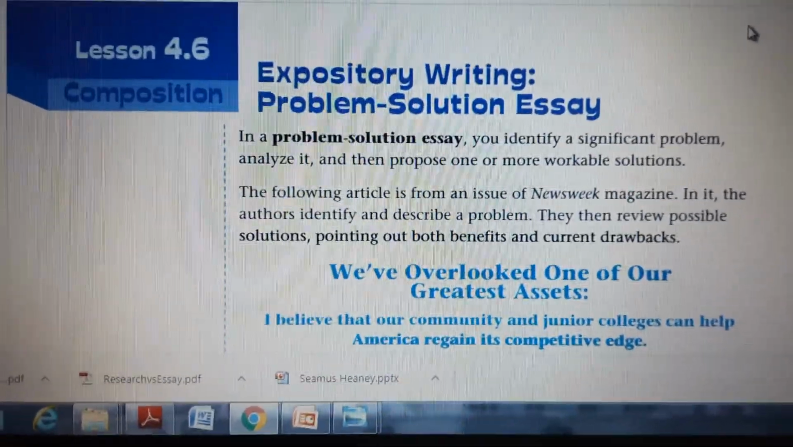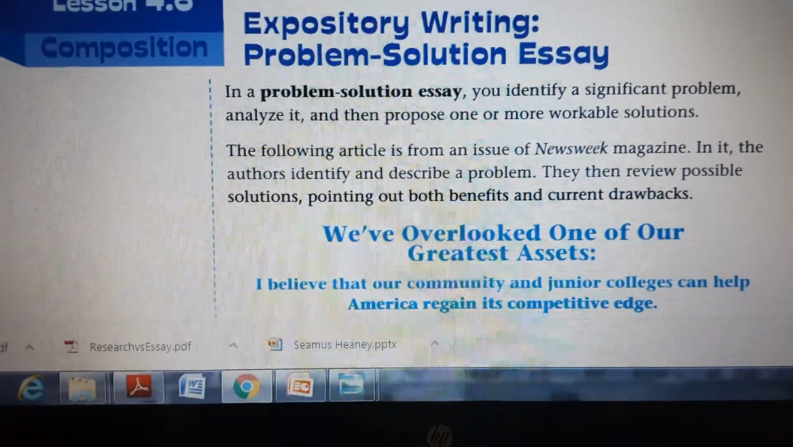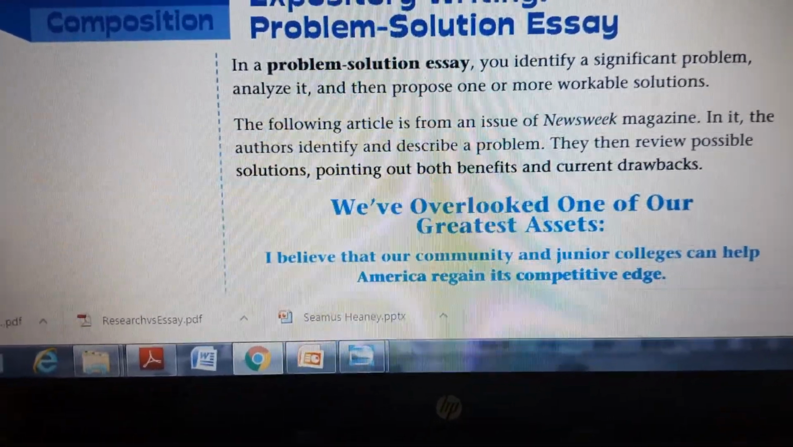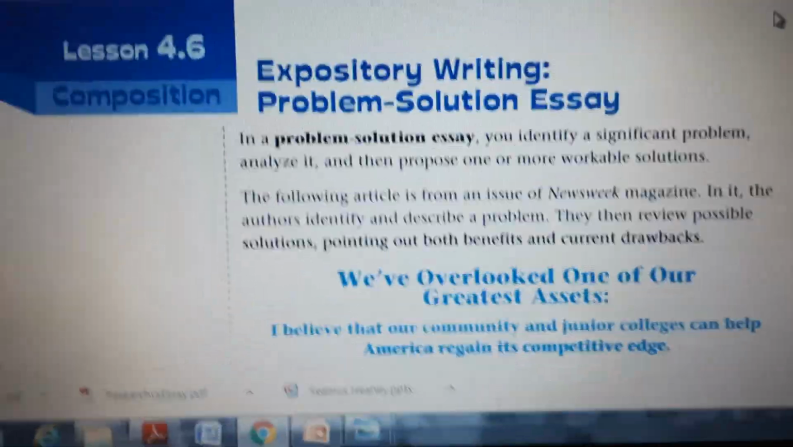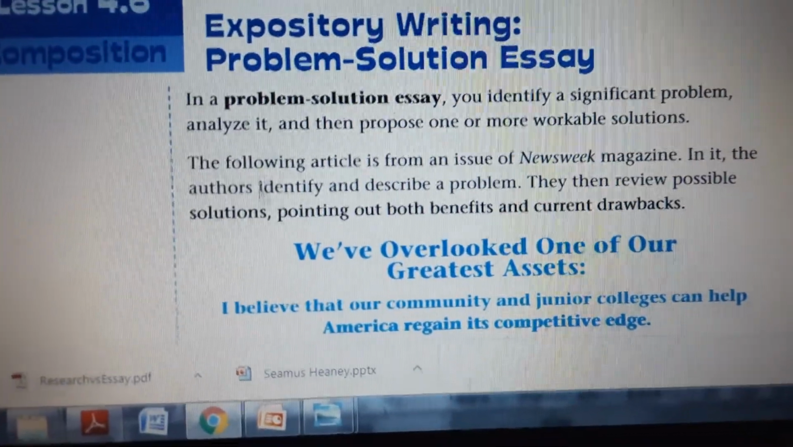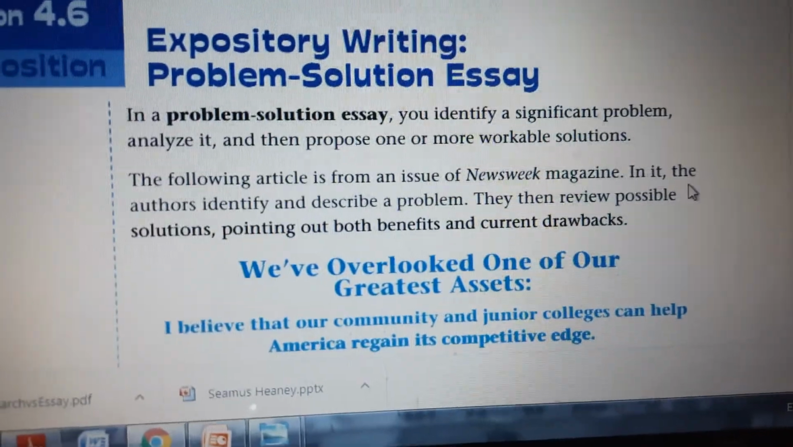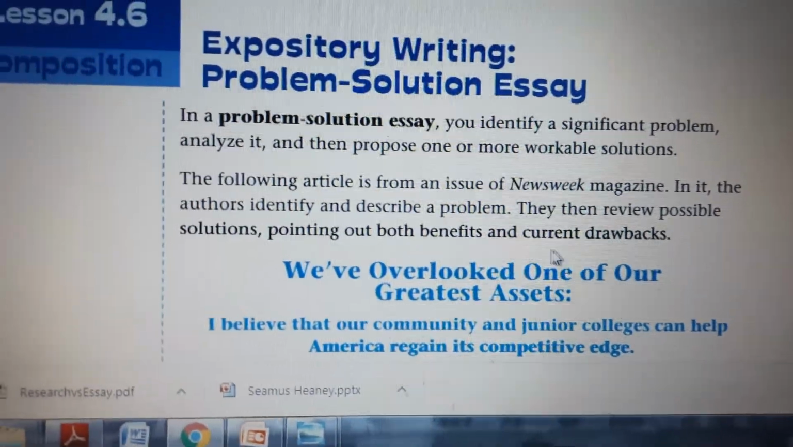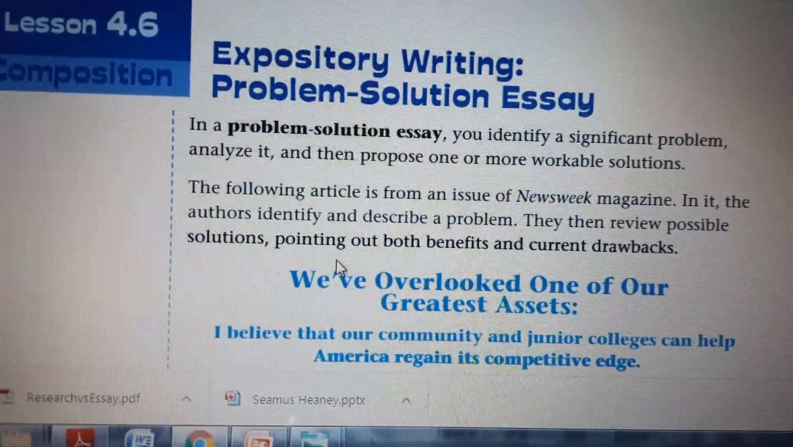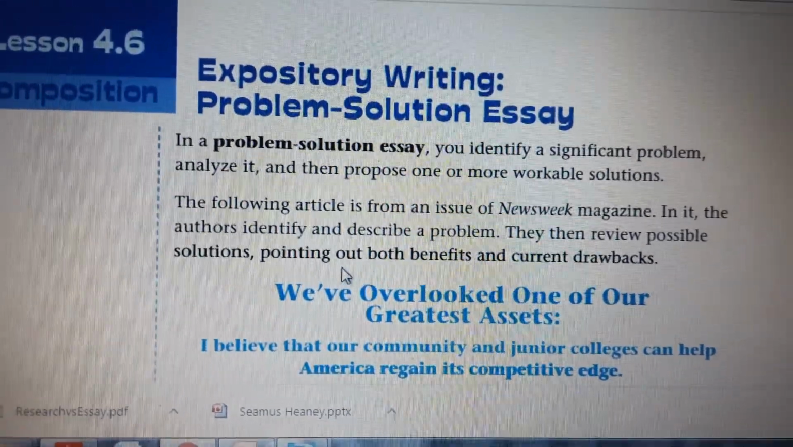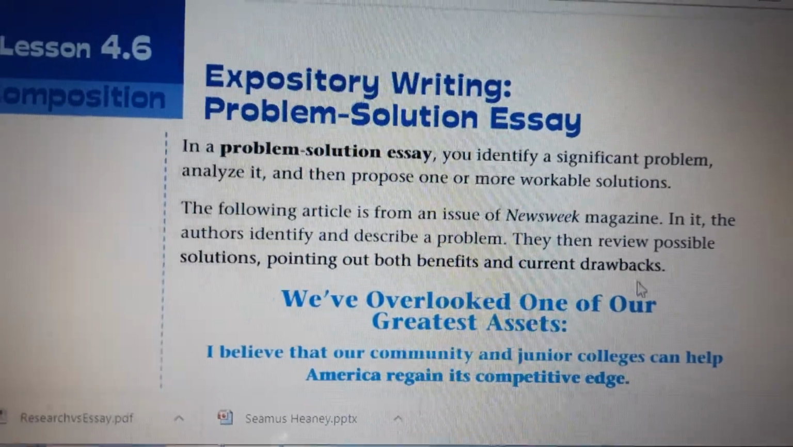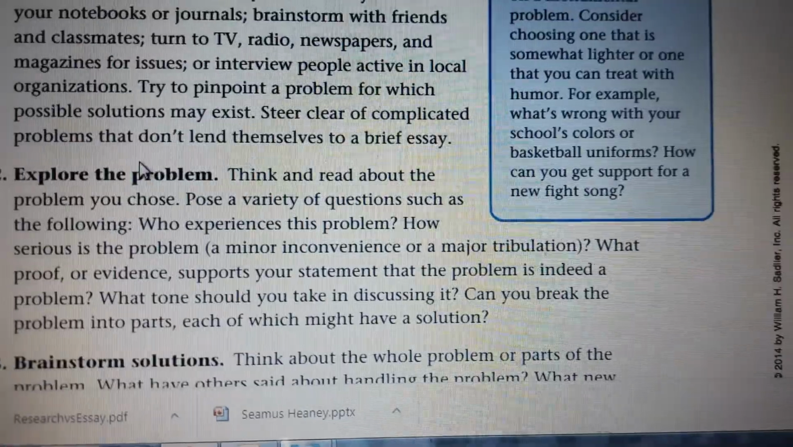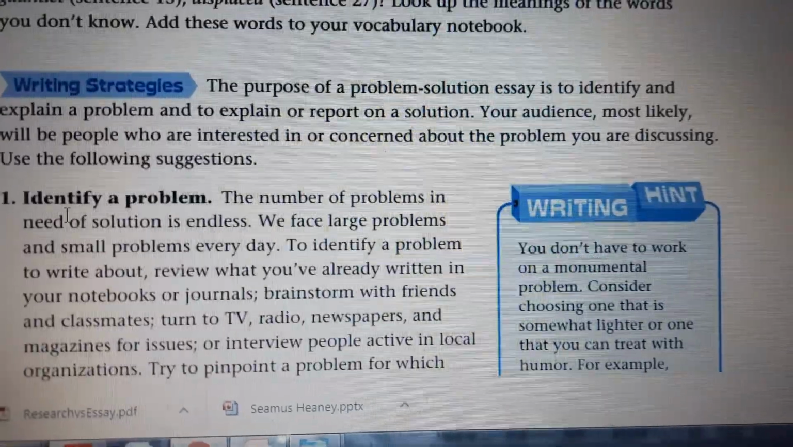Actually, here we have an article. This is from Newsweek magazine. So I want you to read this one here. In this article, the authors identify and describe a problem, and then they review possible solutions, pointing out both benefits and current drawbacks. So I'm just going to show you first the strategies that you have to follow.